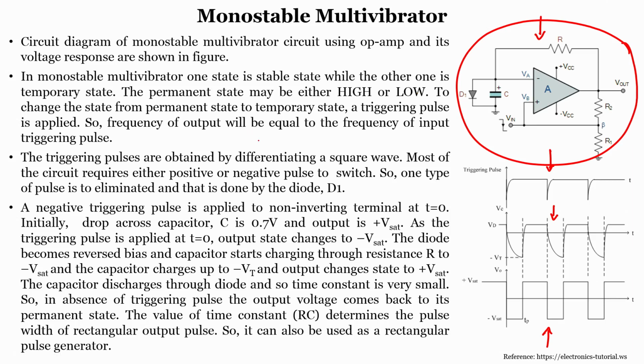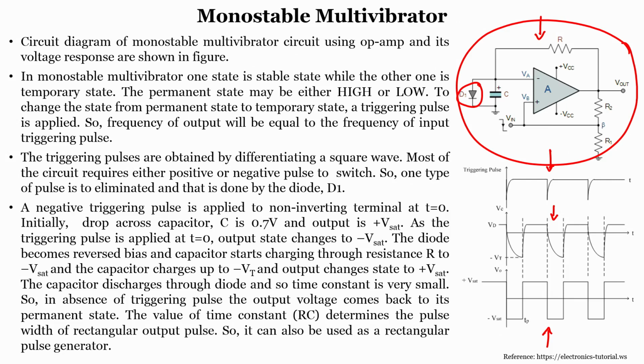The frequency of the output will be equal to the frequency of the input triggering pulse. The triggering pulses are obtained by differentiating a square wave. Most of the circuits require either a positive or negative pulse to switch. So, one type of pulse is eliminated and that is done by diode D1. We just require a pulse which is either positive or negative, and one of the pulses can be easily eliminated if I use a diode in this particular configuration.